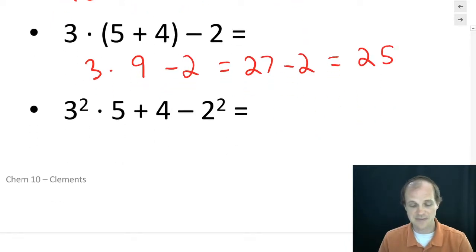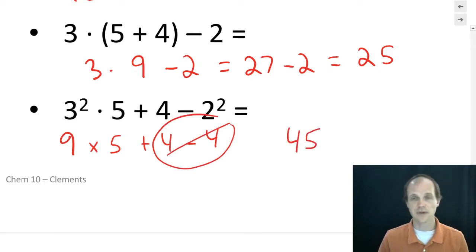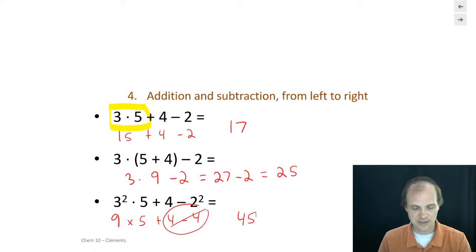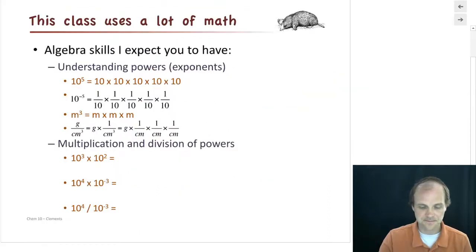And then we can add some exponents there if we want, and we can also make sure to do exponents early on in our priorities. 3 squared is 9. So we've got 9 times 5 plus 4 minus 2 squared is 4. These guys cancel out. So we just get 9 times 5 is 45. So being able to do that kind of number work is really important in this class. We do a lot of addition, subtraction, multiplication, and division. So remembering how we do those and what order we do those is a good thing.